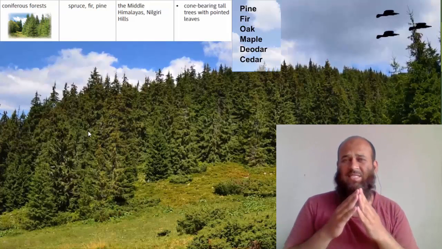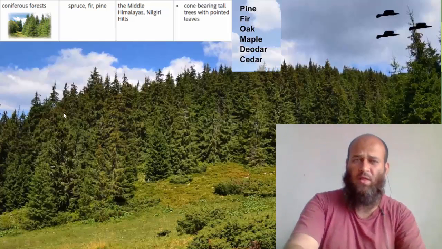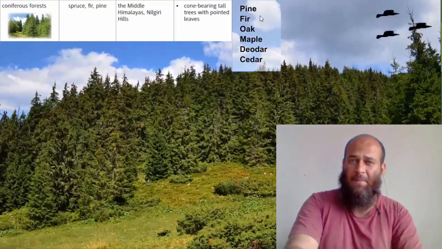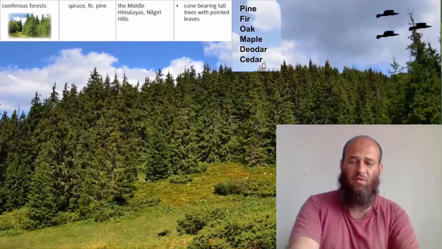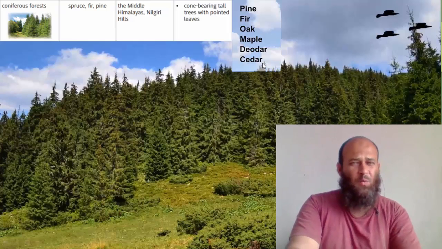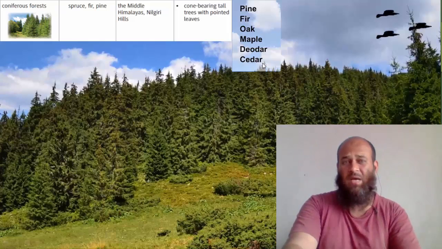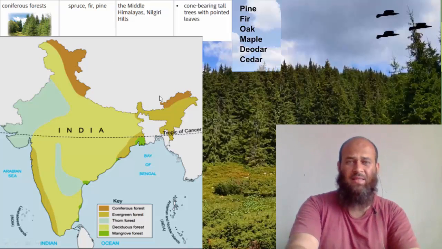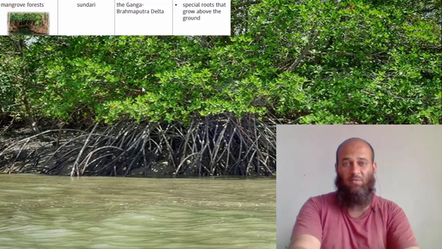Let's see coniferous forests, like cones. The name itself suggests that these are cone bearing tall trees with pointed leaves. The leaves are pointed. Pine, fir, oak, maple, deodar, and cedar are examples of coniferous forests. Where do you find those? Yes, you find those on the mountains, in the Himalayas, in the middle Himalayas, and in the Nilgiri hills. You find coniferous forests.